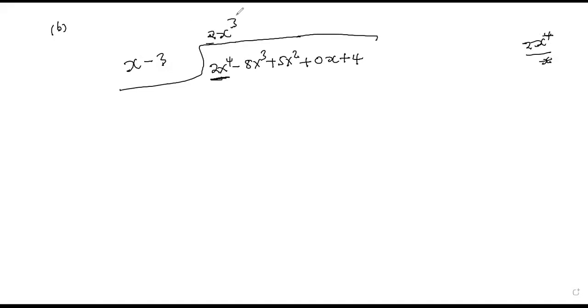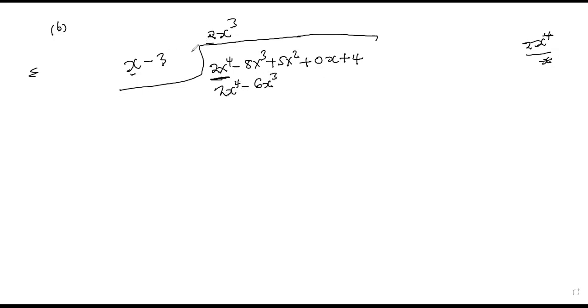So we shall have 2x cubed. Then this 2x cubed, like the way you normally do when dividing, you will multiply it here and here, so that you later subtract and see what remains, then you continue. Now, 2x cubed times x, you get 2x to the power 4. Then 2x cubed times -3, you get -6x cubed.